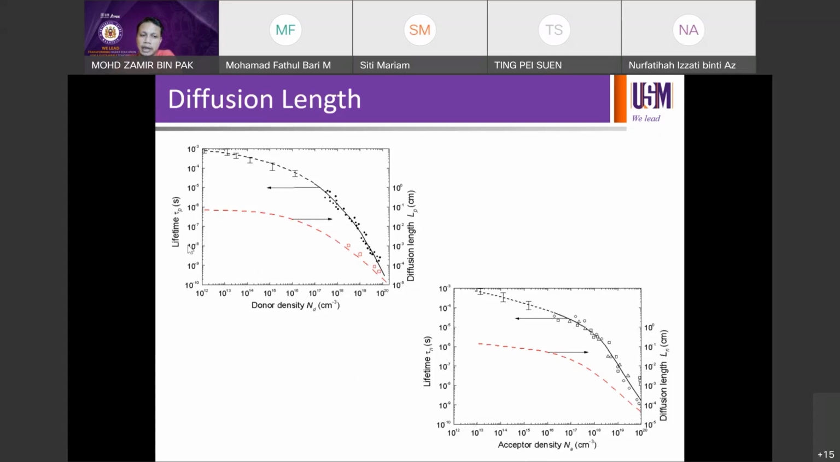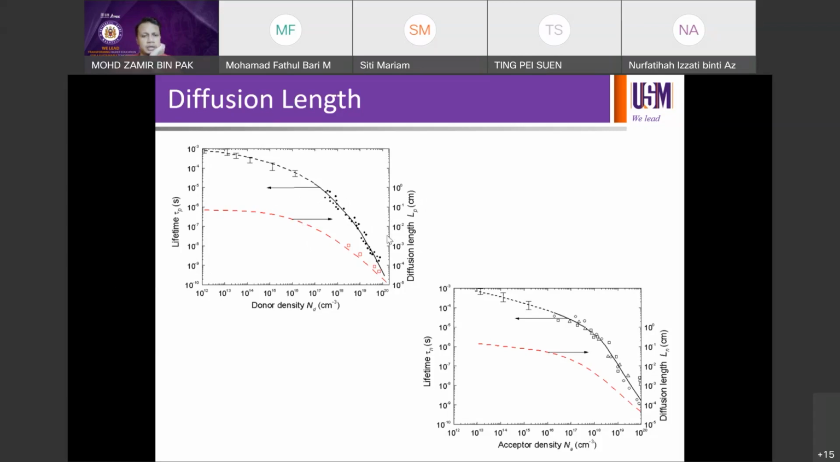And then we are looking at lifetime on the primary y-axis in seconds, and diffusion length on the secondary y-axis, right? So you can see the lifetime is given by this black curve. Look here, the arrow pointing to the left axis; the red curve is pointing to the right, so that means it's showing the diffusion length.